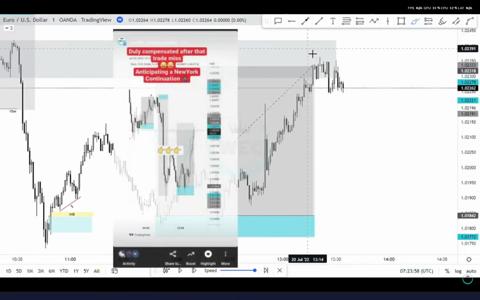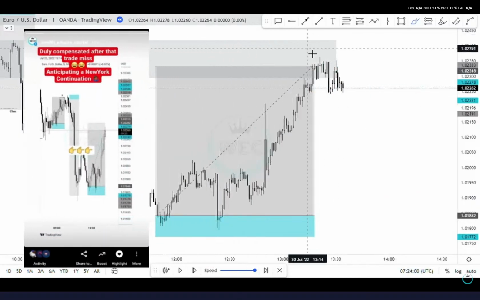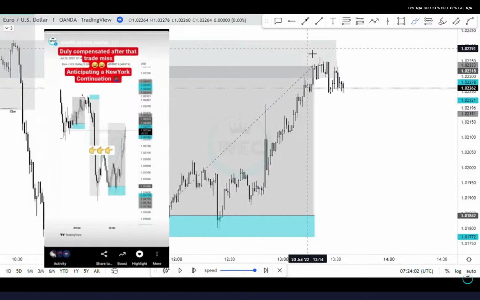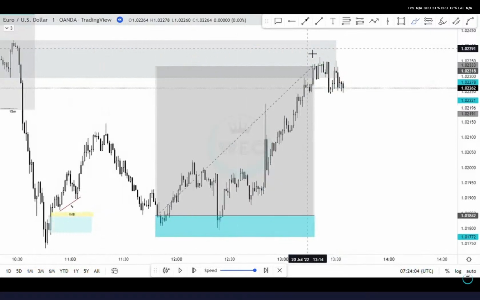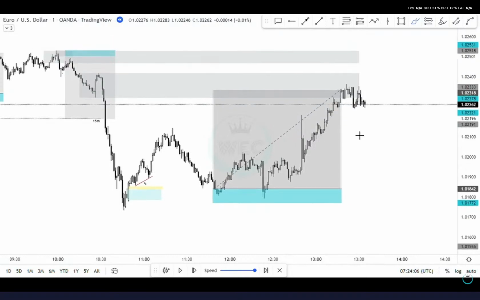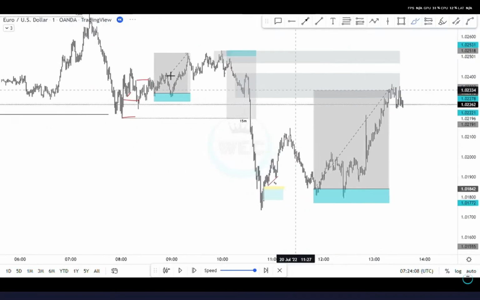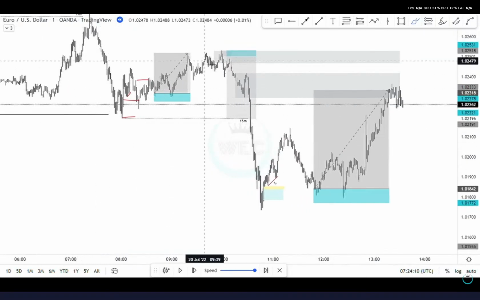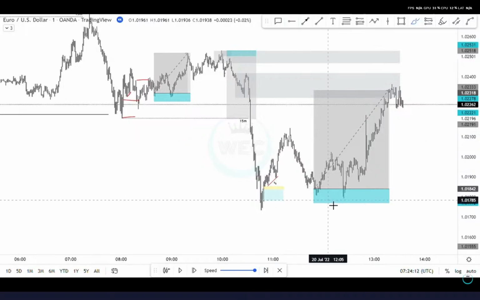If you watch my Instagram post, I said that I'm anticipating a New York continuation. The reason why I said a continuation was the fact that M15 was making lower highs and lower lows, right? And so after retracing on the counter trend, I expect price to continue.